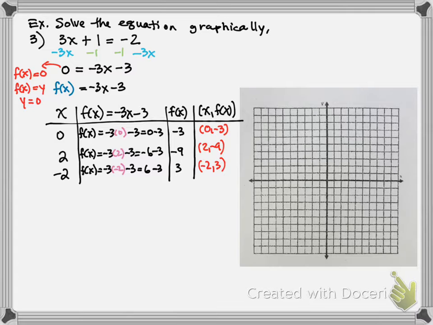And I'm going to graph these. So let's see. I'm going to put in my tick marks. So x, y. So here's 2, here's 4, negative 2, 2, negative 2, negative 4, negative 6, negative 8, and negative 10. So I'm going to take my 3 points, 0, negative 3. And this one, if you don't have graph paper, then you're going to have some problems. And then 2, negative 9. And then negative 2, 3.